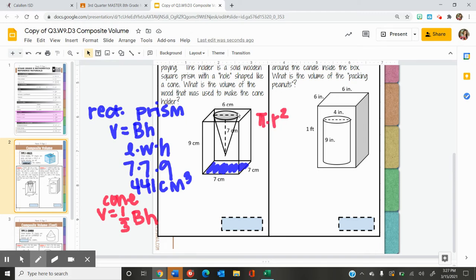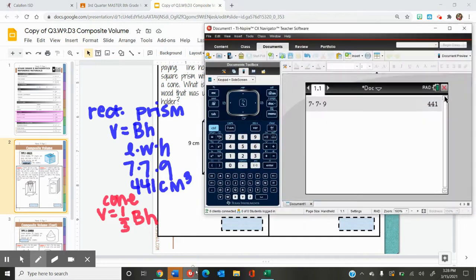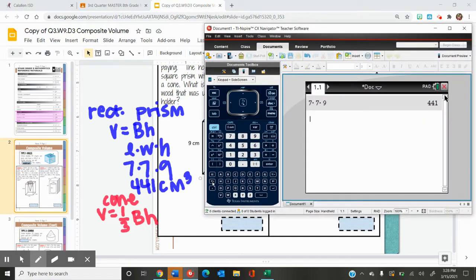So on this circle, I need to find my radius. It tells me here that my diameter is 6. So if my diameter is 6, I need to cut that in half to find my radius, and my radius is now 3. So this is going to be pi times 3 squared. I'm going to go ahead and put that in my calculator. So I'm going to have pi times 3 squared, and here I get 28.3.